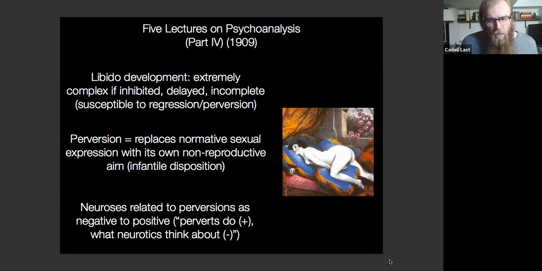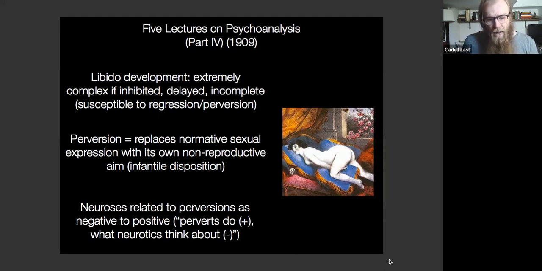So as the libido develops, this development can become extremely problematic, namely if it is inhibited, delayed, or incomplete in any dimension, the subject is at risk in some sense of regression and perversion. And regression here, well, let's first, this is an overview here. We've already covered in many different workshops, but perversion, the way Freud is using it, is the alternative to normative sexual expression, namely sexual expression with a non-reproductive aim. And he sees this as an infantile disposition, and also the core of, we're going to get into this a lot more, but the core of regression to expression of sexual energy, namely back to this infantile state.